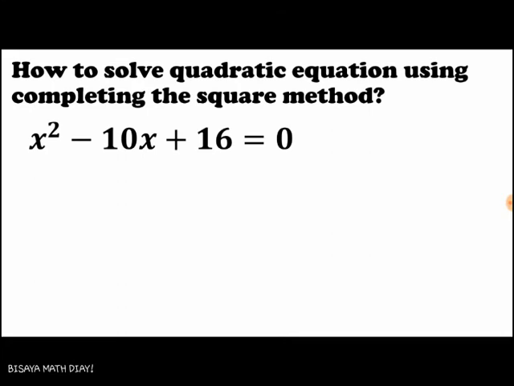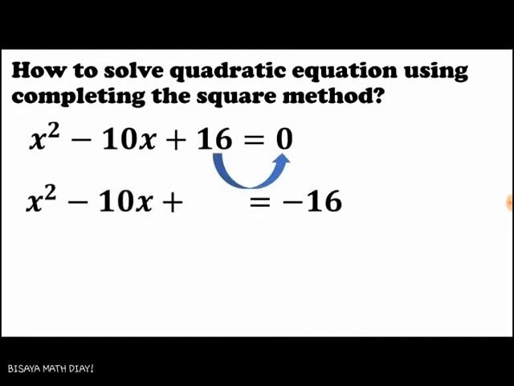Let's have x squared minus 10x plus 16. First step is to move the third term to the other side of the equation and leave a space for our third term to complete the perfect square trinomial. So, pasabot atong ibalhin ang 16 to the other side. That means negative 16, and then x squared minus 10x plus the blank. So, what should be our third term?